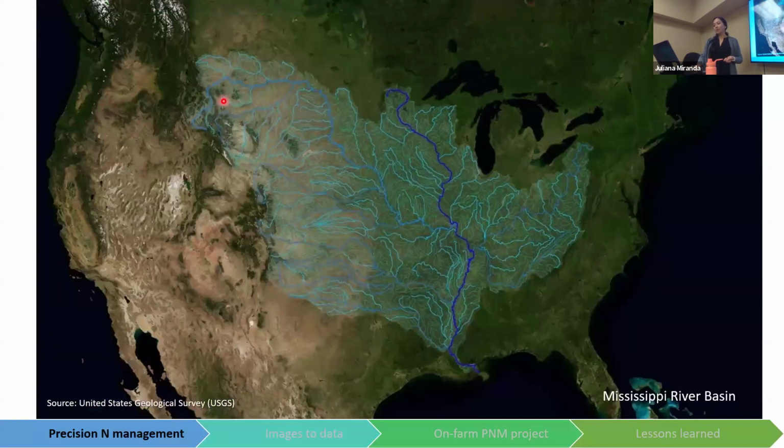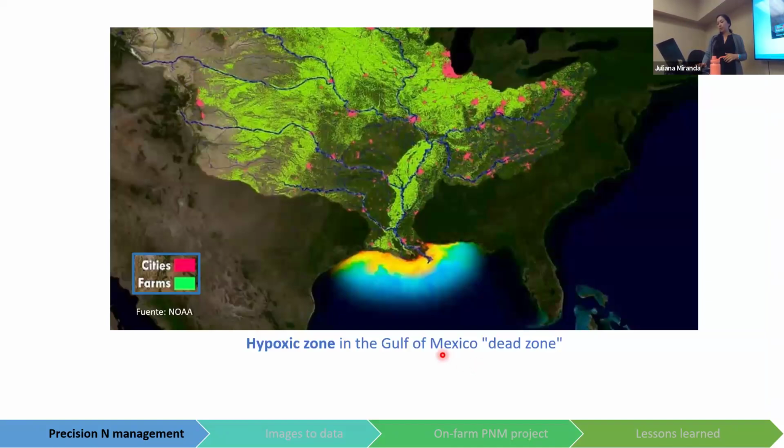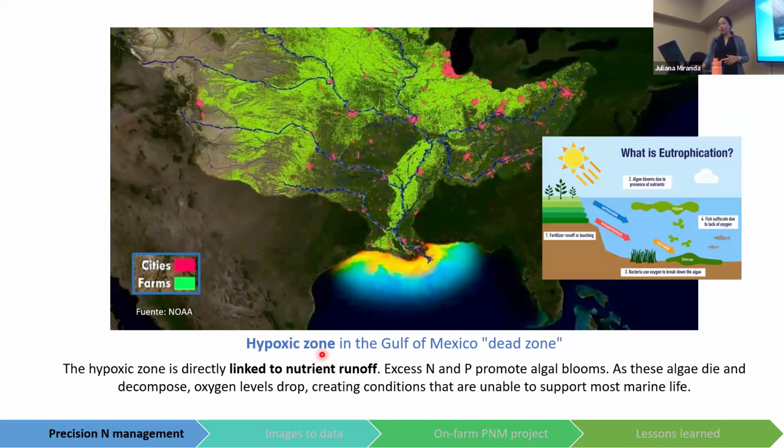And this map shows the Mississippi River basin. So all that nitrogen is eventually going to end up here. That is the Gulf of Mexico, but there is a zone called the hypoxic zone that is linked directly to the nutrient runoff from all this area. And that causes this eutrophication.